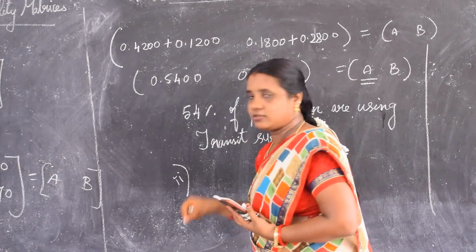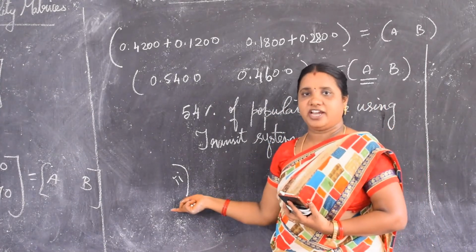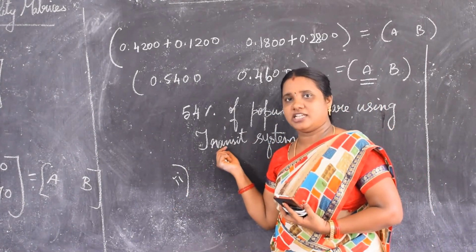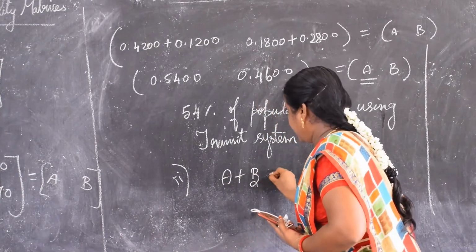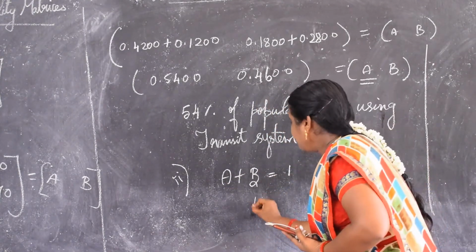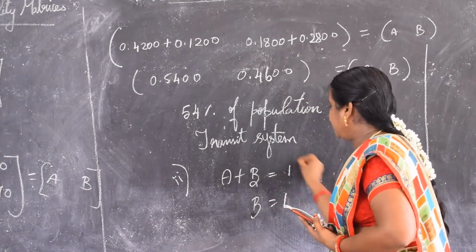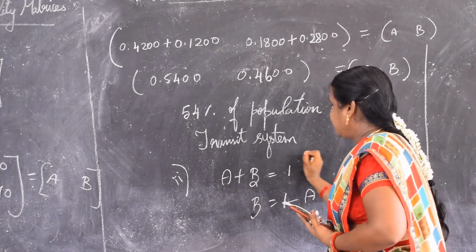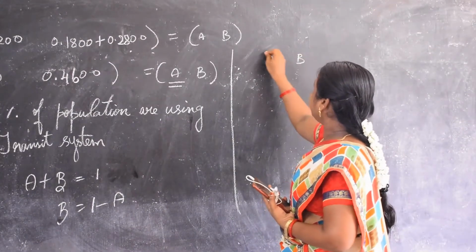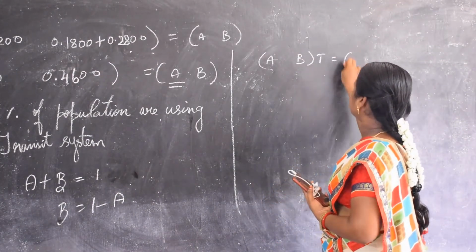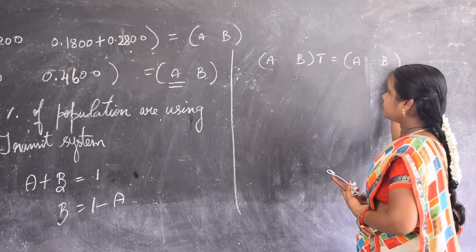Next, our second subdivision is at equilibrium. What is the condition? At equilibrium, you have to find what percentages are using new transport system. Equilibrium, what is the condition actually? A plus B is equal to 1. What is the value of B? 1 minus A. Have you understood? So now you write AB into T is equal to AB.